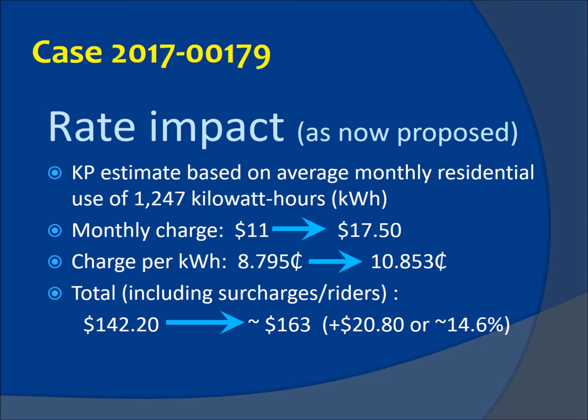When the changes to and elimination of various surcharges are combined with those increases, Kentucky Power estimates that the total average monthly residential bill will go from the current $142.20 to nearly $163, a net increase of about $20.80 or nearly 15%. Keep in mind that this is an overall figure for all residential customers over a 12-month period as estimated by Kentucky Power, and individual amounts could be larger or smaller depending on individual usage and circumstances.